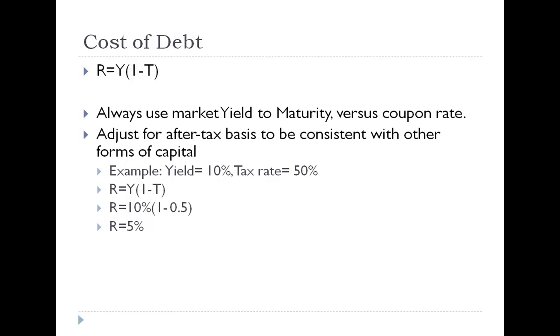So to be consistent with most financial theory out in the marketplace today, we will use yield as the cost of debt, and we'll adjust it for an after-tax cost basis by multiplying times 1 minus the tax rate, as you see done here.